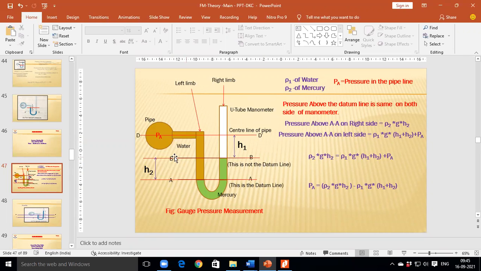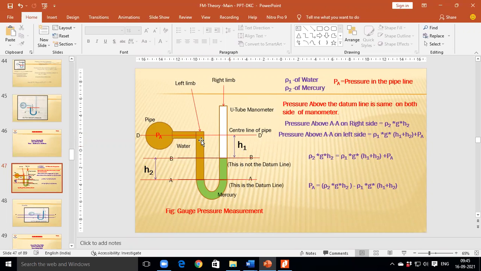As far as line DD dash and line BB dash are concerned, what is the height or distance between line DD dash and BB dash? The distance is H1. H1 represents the height of water above line B to the center of the pipeline.